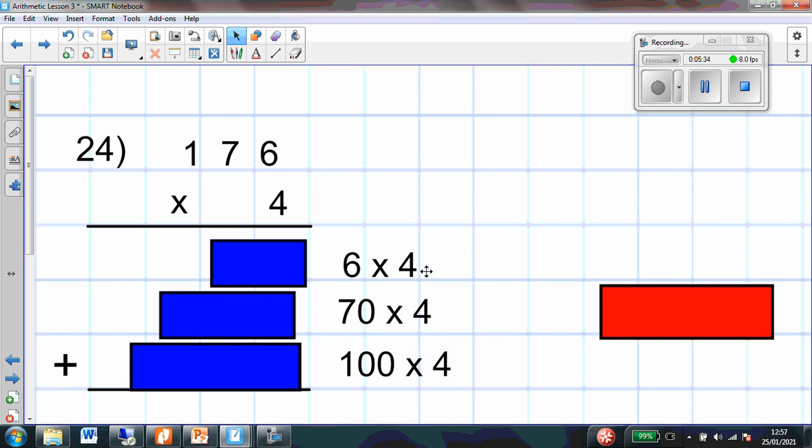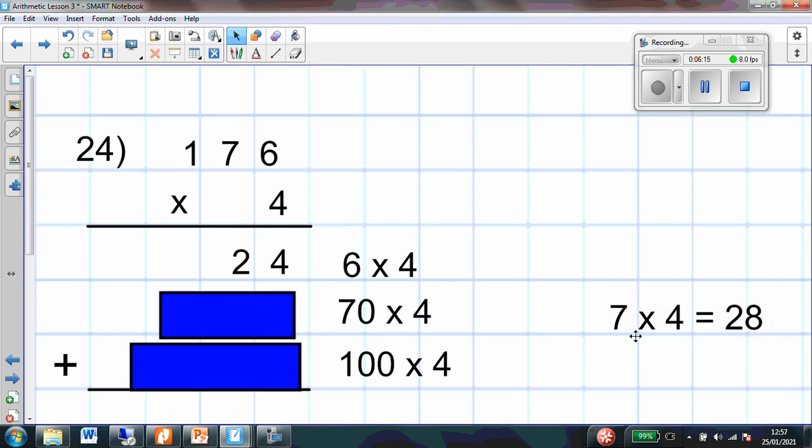6 times 4. Right, I'm going to count in my 4s. So I've got 4, 8, 12, 16, 20, 24. So 6 times 4 is 24. 70 times 4. That's a bit tricky for me. What could I work out first to help me? Well, I know 7 times 4, don't I? If 6 times 4 is 24, 7 times 4, well, that's 4 more. So that must be 28.